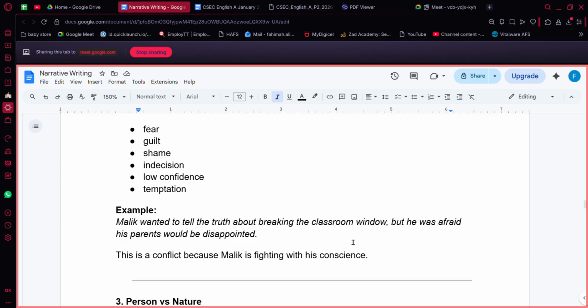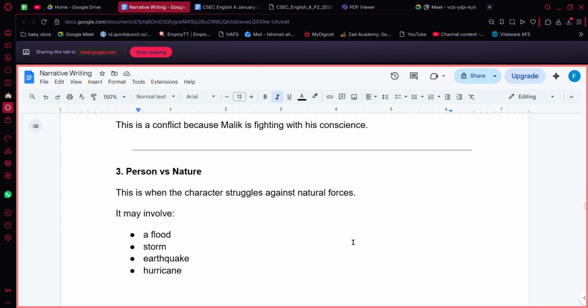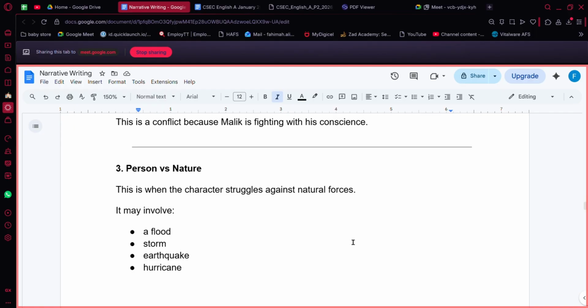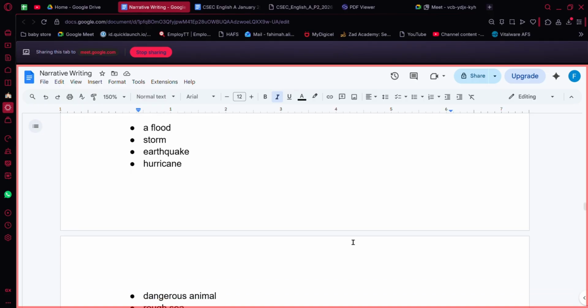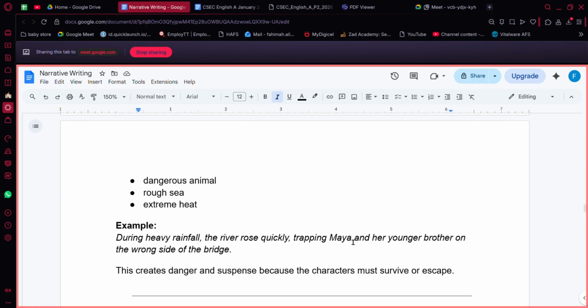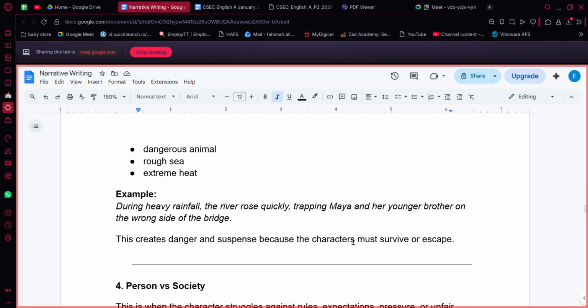So this is when the character struggles against the natural forces of the environment. So it might be like a flood, a storm, a hurricane, earthquake, a dangerous animal, a rough sea, extreme heat. So anything related to the environment is this. During heavy rainfall, the river rose quickly, trapping Maya and her younger brother on the wrong side of the bridge. So they are battling the river. The river is part of the natural environment or part of the natural forces.